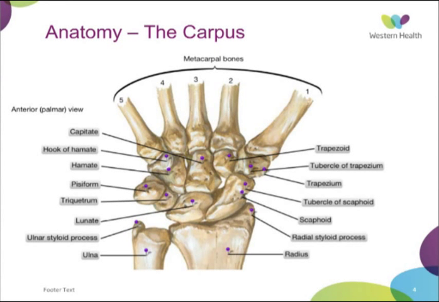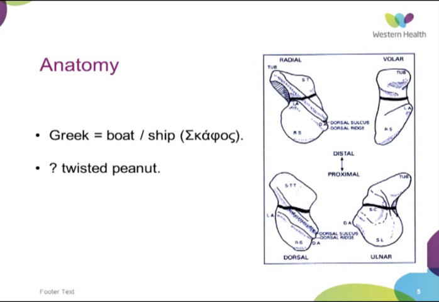The proximal and the distal rows articulate with each other at the mid-carpal joint, and the proximal row articulates at the radiocarpal joint with the distal end of the radius. The scaphoid links the proximal and the distal rows, hence is important in its structural integrity. The name scaphoid comes from the Greek word scaphos, which means boat or ship, and some say that the scaphoid bone resembles the appearance of a boat. Others would argue that it looks more like a twisted peanut.